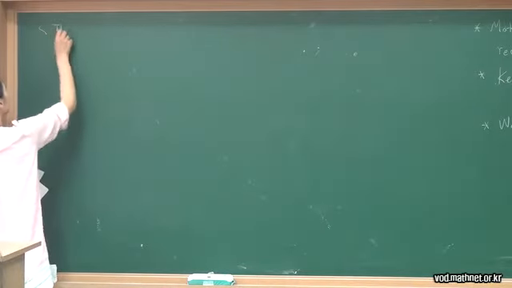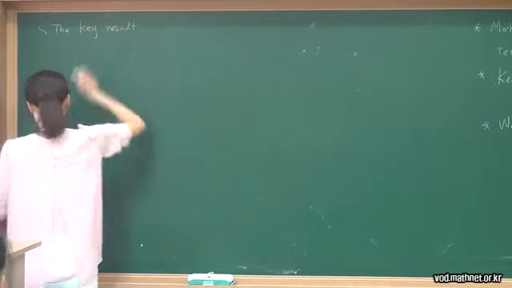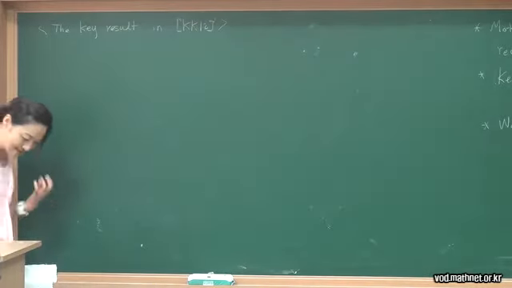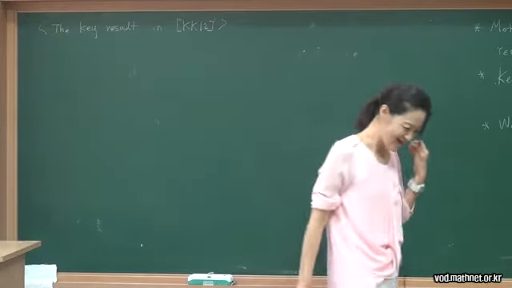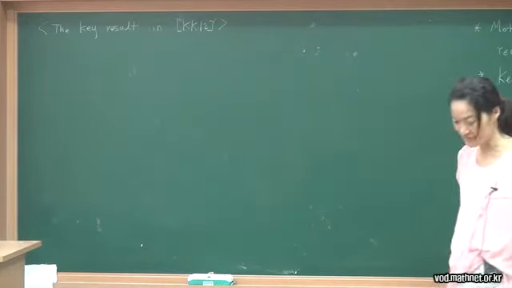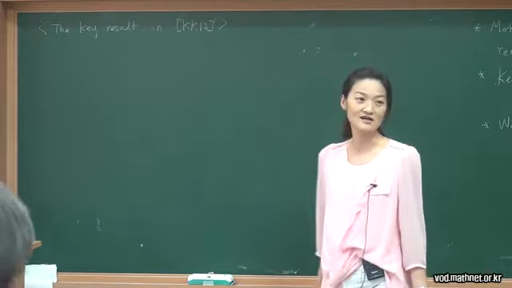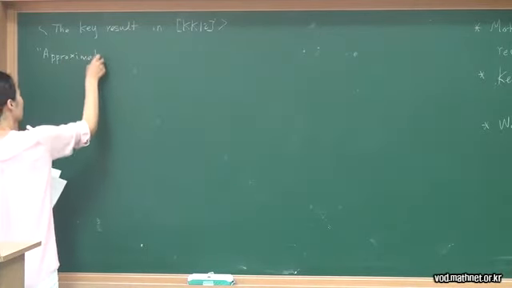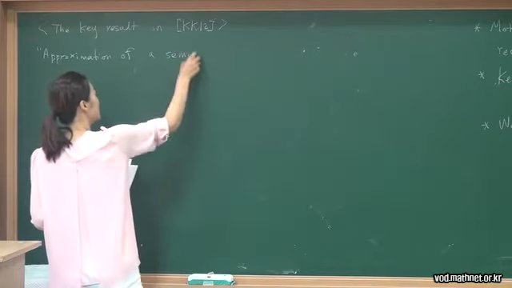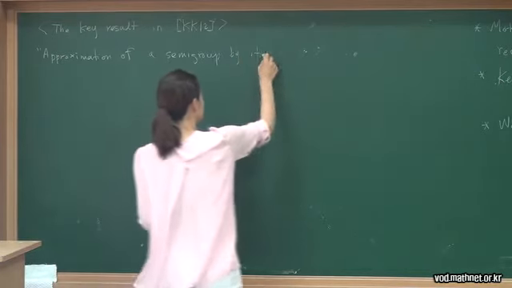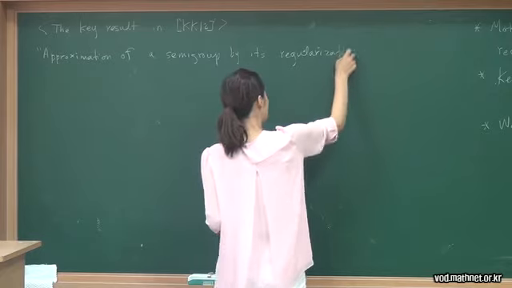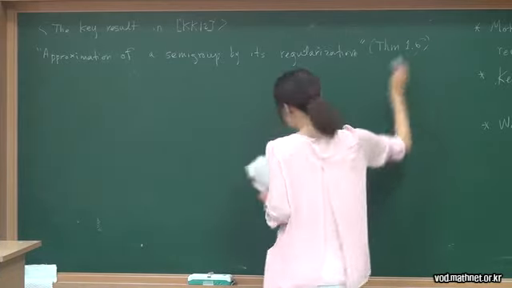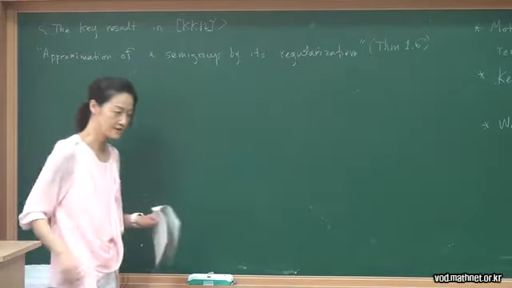So the key result in this paper. What I mean by the key result is that this is a very, very simple result, and it will give us so many applications in very difficult situations. It's the so-called approximation of a semigroup by its regularization. This is Theorem 1.6. If you want to see more details, you can look at the paper.